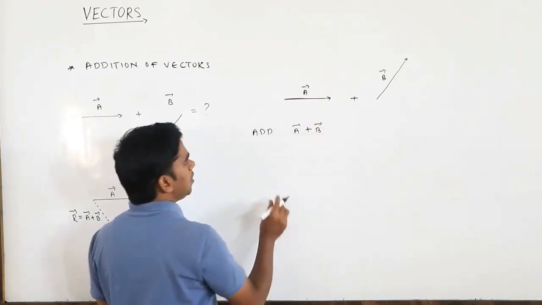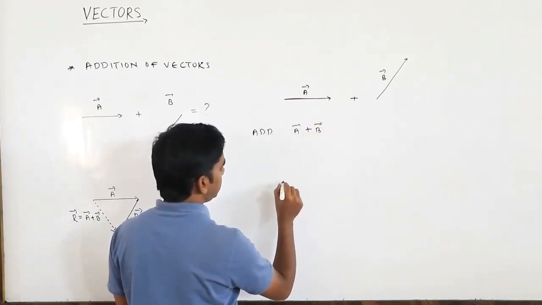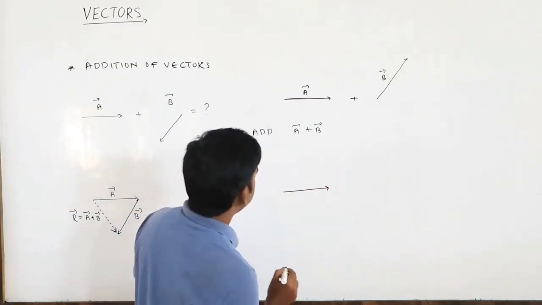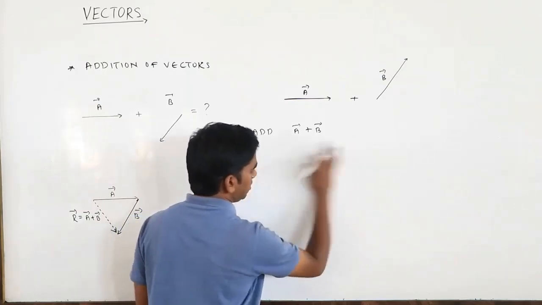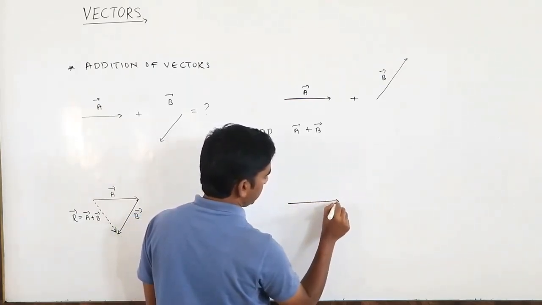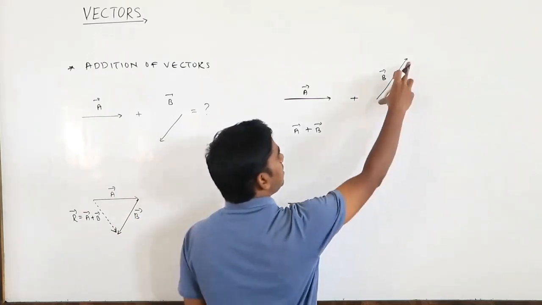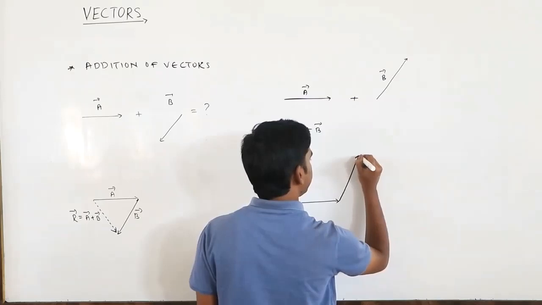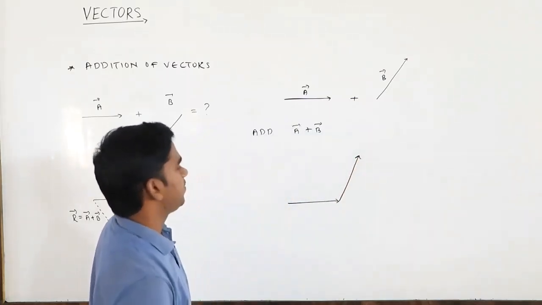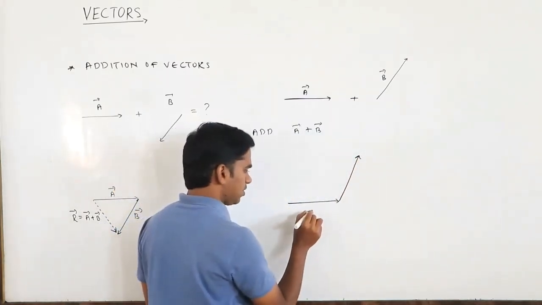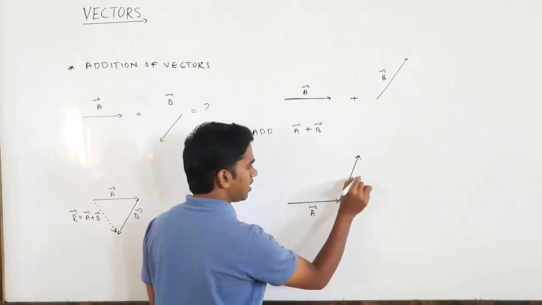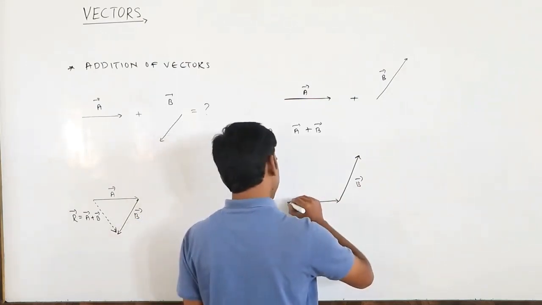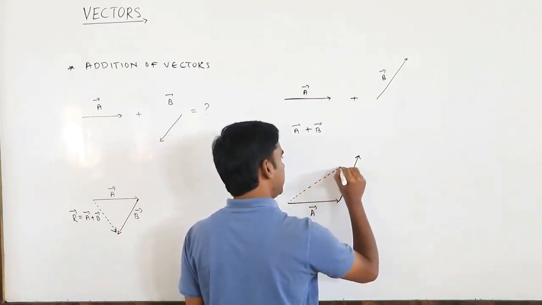So how can we add? Take the first vector as it is, with the same magnitude and same direction. This is vector A. Then take vector B as it is. This is going to be vector B. So where is the resultant? This is vector A, this is vector B, so after A, B is there. So A plus B, the resultant is going to be here. This is the resultant.